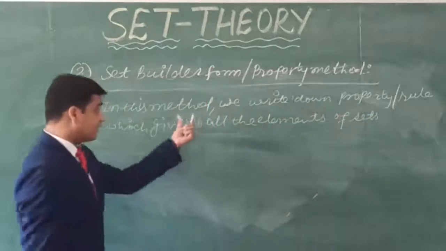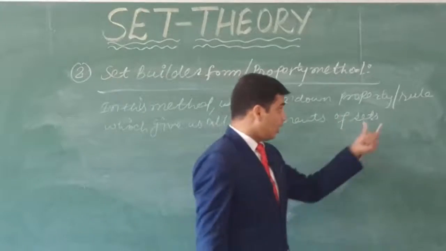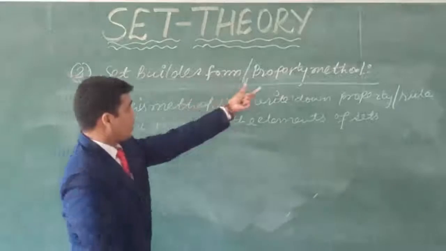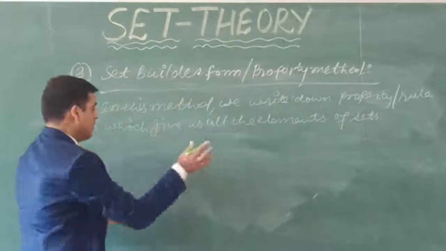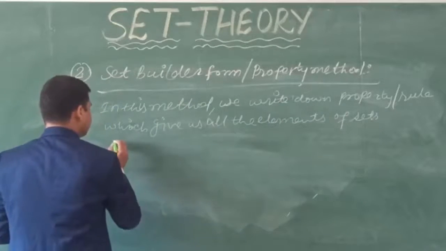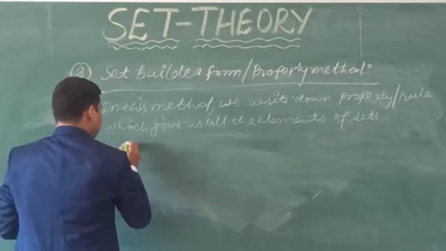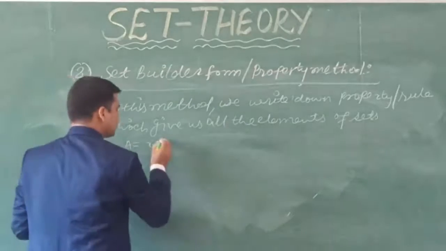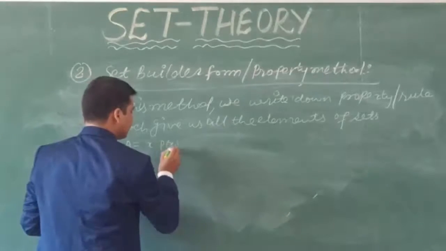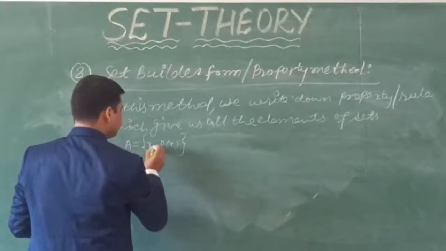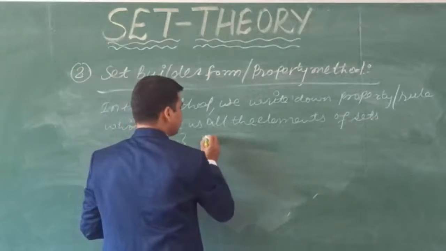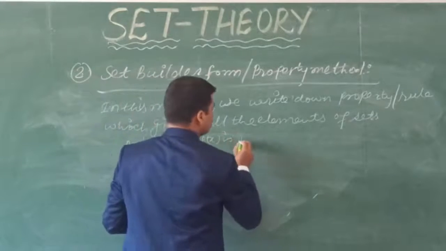What is the meaning of this? Actually, in this method we write down a property or rule which gives us all the elements of the set. That's why it is called property method, or you can say set builder form. For example, suppose set A is there: A equals x such that p(x). Here p(x) is the property.